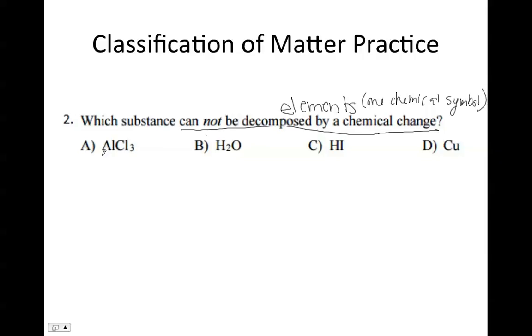Okay, so let's look through. Here we have aluminum and chlorine. Okay, that's a compound. Here I have hydrogen, oxygen. That is a compound. Here I have hydrogen and iodine. That is a compound. Here I only have copper. So since this only is one element, that cannot be decomposed by chemical change. So my answer is the last one, D, for copper.